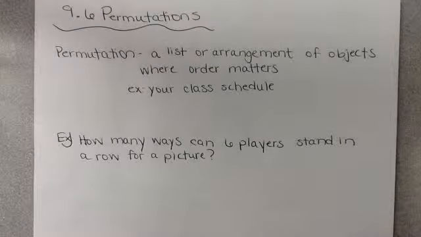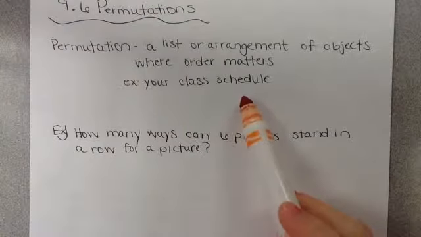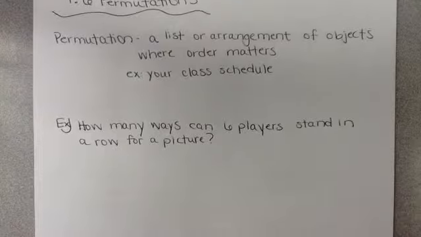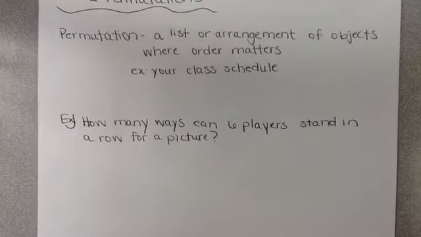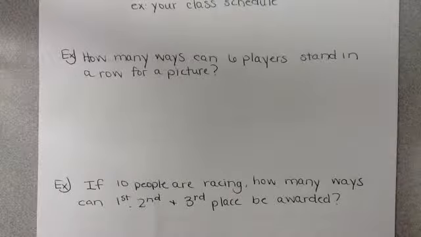So, we are going to look at how we can find out how many options there are without listing them all out. Right? We could list out a lot of different class schedules for the middle school, but we don't want to do that. So we're going to use permutations to find out how many options there are. So let's take a look at this first example.